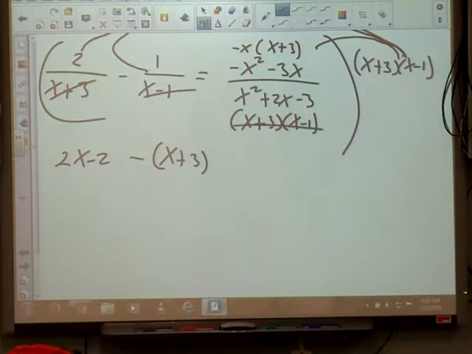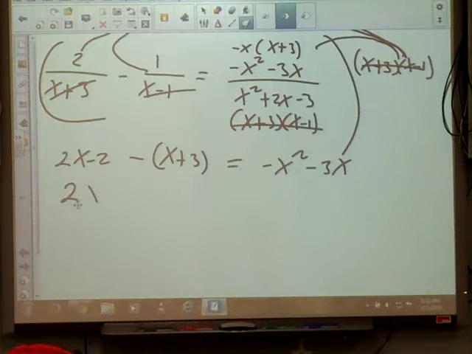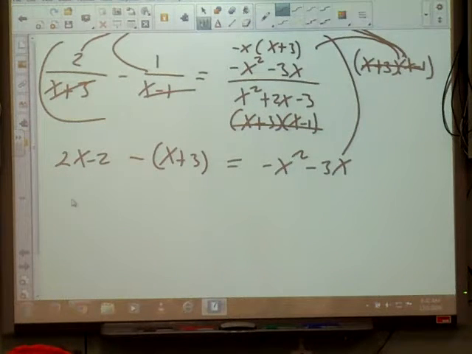All of it cancels off on the bottom. So I think I can go ahead and leave that written as it was. Negative x squared minus 3x. Because it canceled out. You can only cancel out top and bottom. So the stuff I multiplied it by, this canceled out that. Alright, so over here on the left, 2x minus x is just x. Negative 2 minus 3 is negative 5.